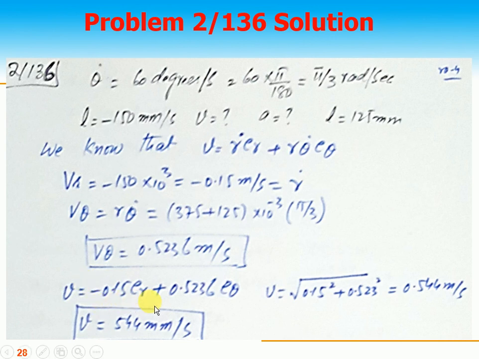The question is to find the velocity. So minus 0.15 is the radial component, 0.5236 is the theta component, and we take the square and then the root, we get 0.544 meter per second, or 544 millimeter per second, which is the velocity of the arm, the total velocity having the radial component. In the radial direction, it is decreasing at 150 millimeter per second, and in the theta direction it is increasing, in the positive theta direction, at 0.5236, or 523.6 millimeter per second.